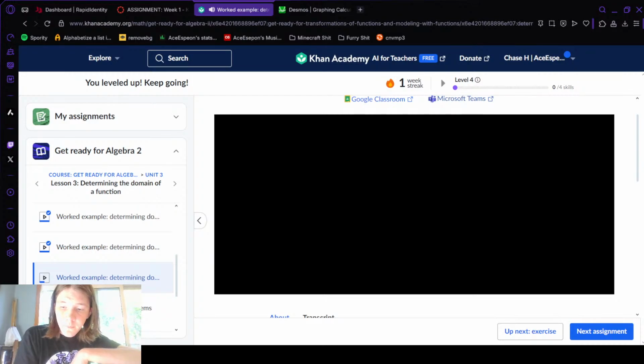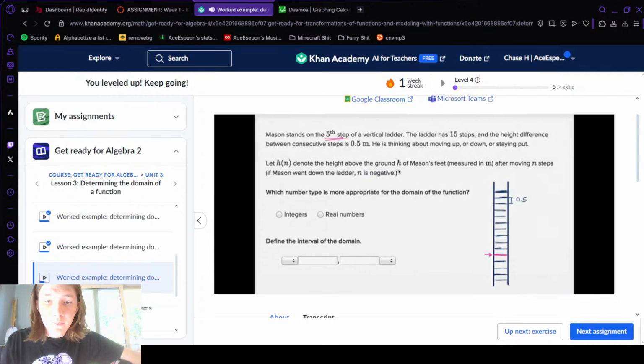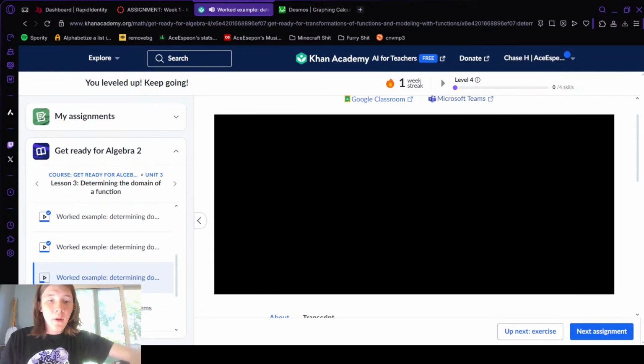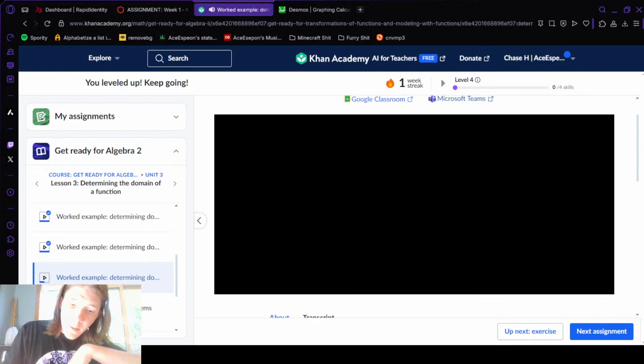Let h of n denote the height above the ground of Mason's feet, measured in meters, after moving n steps. If Mason went down the ladder, n is negative. All right, h of n denotes the height above the ground after moving n steps. So let's just make sure we understand this. If I were to say h of 0, what is that going to be?